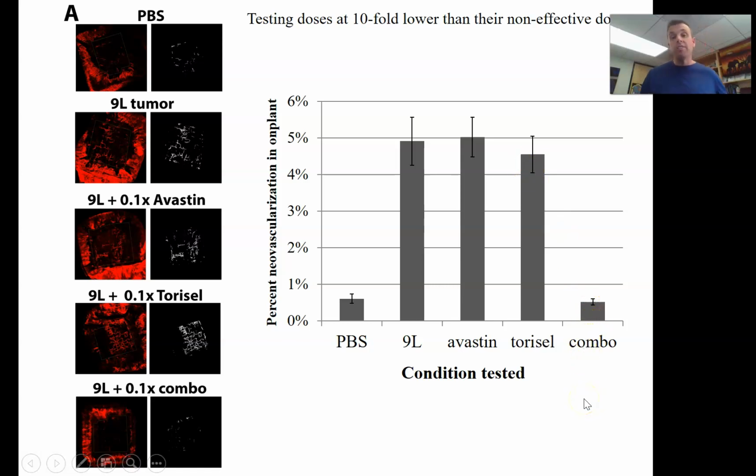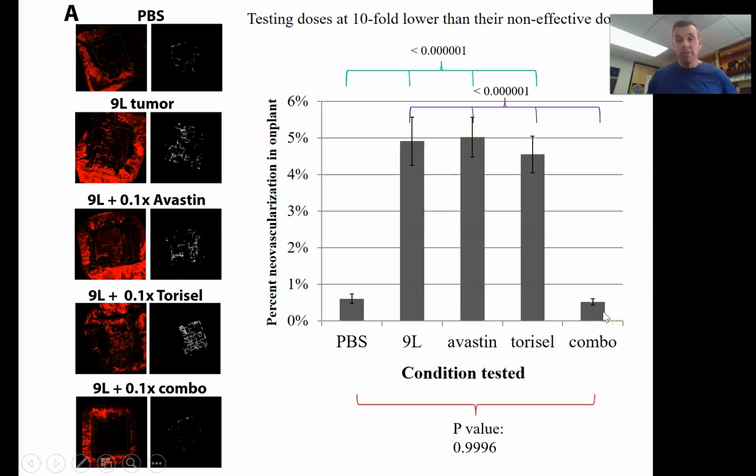And after a lot of times testing various combinations together, this is the one that seems to be working, and we're working on publishing this at this point. And it's highly significant. The increase in vasculature by the tumor is highly significant, and no reduction by Avastin and Torisel, and really importantly, highly significant to the combination. So this is very significantly inhibiting those blood vessels from growing.